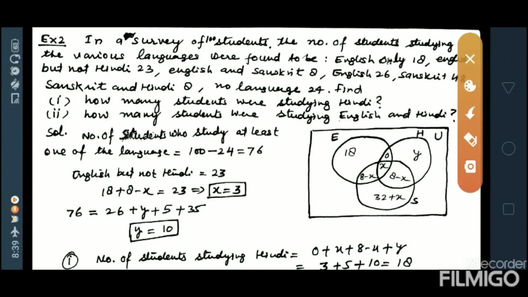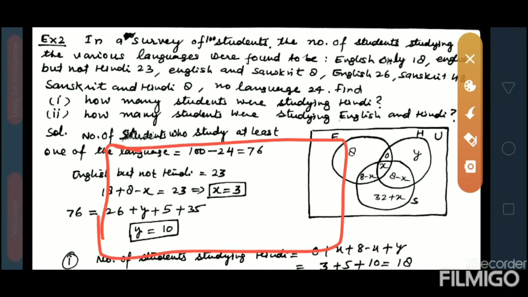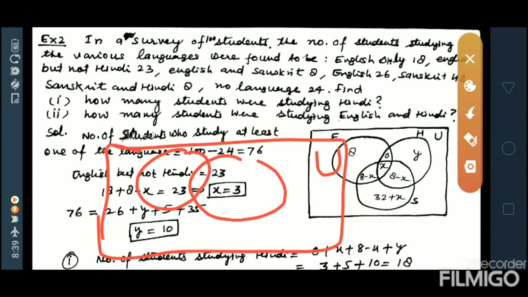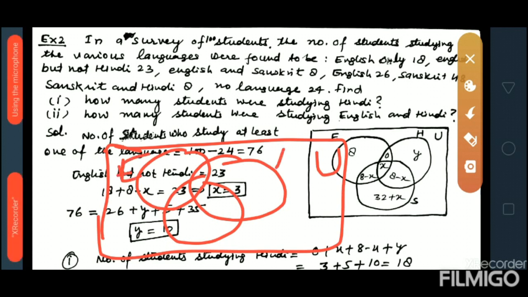Now we shall use a Venn diagram to solve this problem. For this we first make this rectangle. This is the universal set. Now consider 3 sets, one for Hindi, another for English, and Sanskrit. Now it is not given here the number of students who read all the 3 subjects. So we write here x as read by all the 3 subjects.